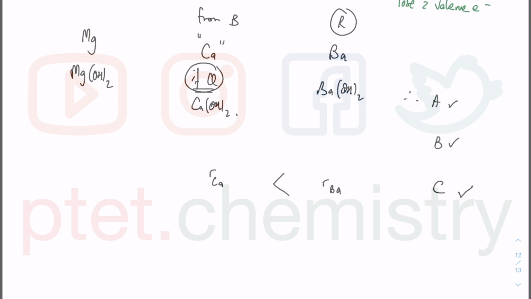If this is barium, if this is R, barium is more reactive than calcium with cold water. So what does that tell us? That tells us that if it is barium, then A is correct, B is correct, C is correct, and D is correct. So all 4 are correct. If this is Q and if this is R, all 4 are correct.